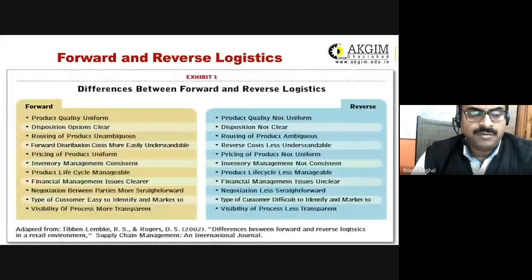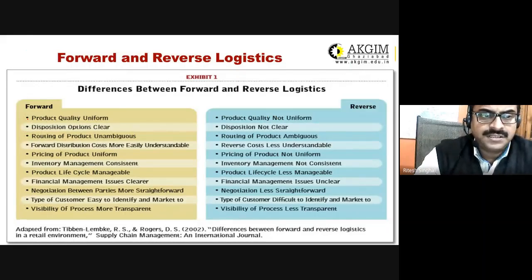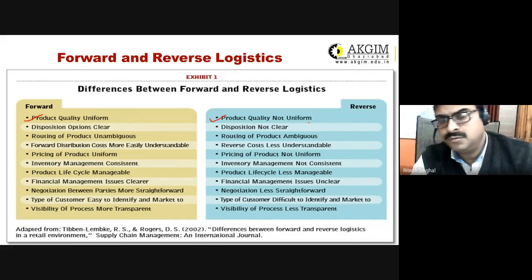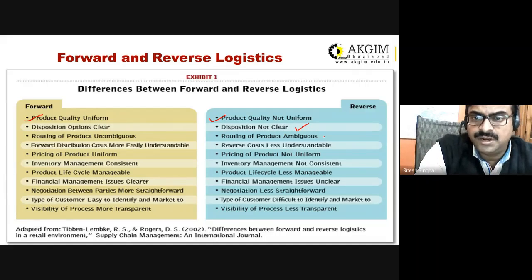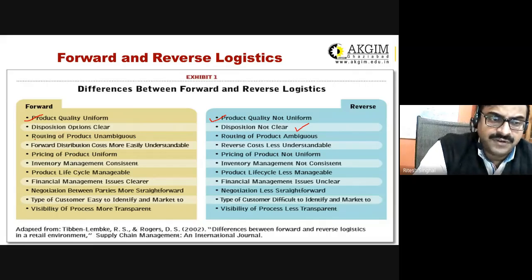When we talk about the difference between forward and reverse logistics, in forward logistics product quality is uniform, but product quality is not uniform in reverse logistics, because sometimes you take something from the customer, sometimes you take different things. Disposition option is clear, versus not clear. When to return, how to get it back, that is different. Routing of the product is unambiguous, versus ambiguous.